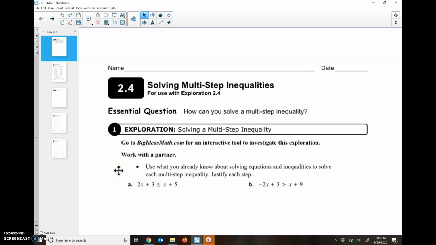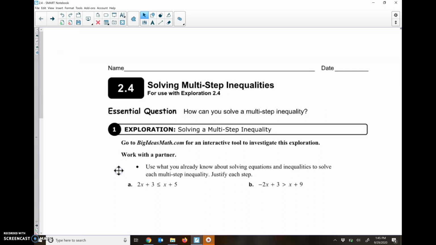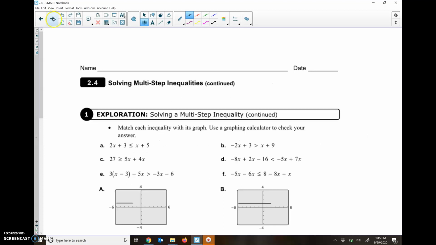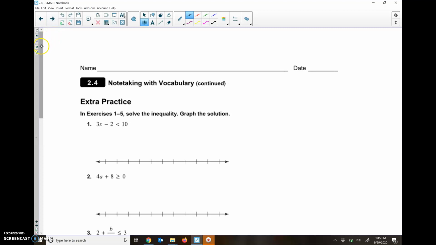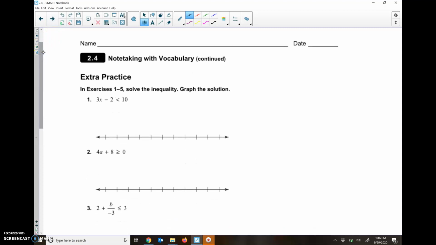Hey, this is Mr. Mola for lesson 2-4, solving multi-step inequalities. So this is going to be very similar to solving multi-step equations. If you remember, in multi-step equations there's really one trick, and it doesn't even come up on this example problem, so we'll have to see if it comes up on the homework.